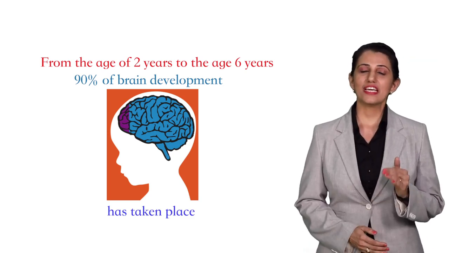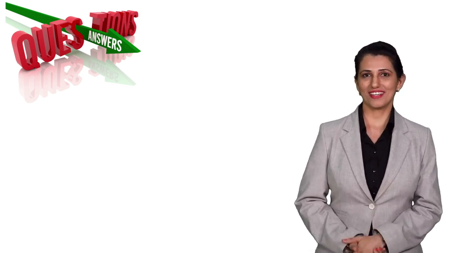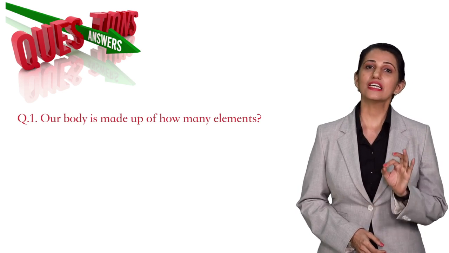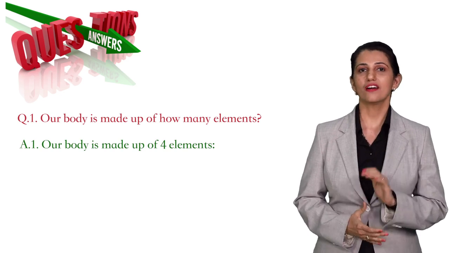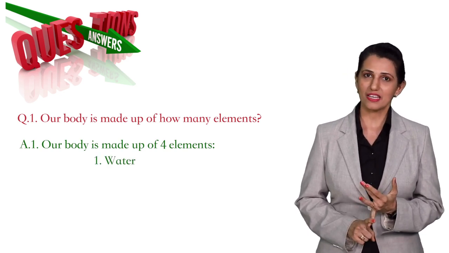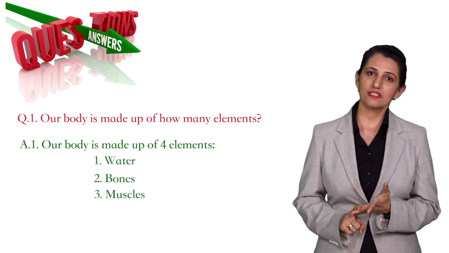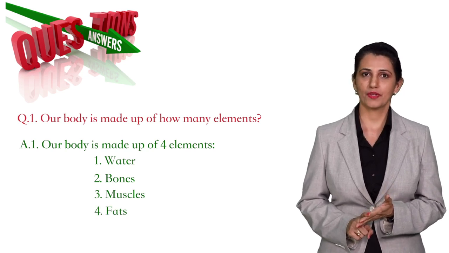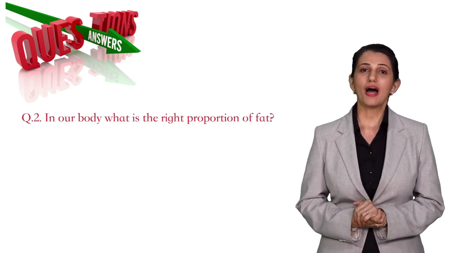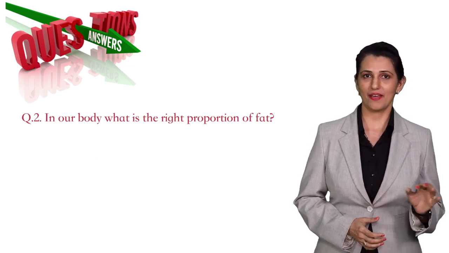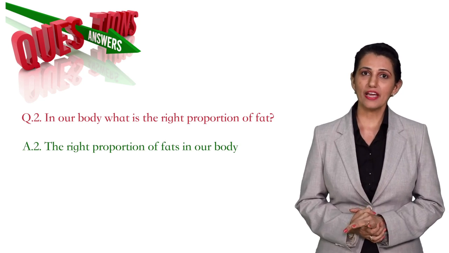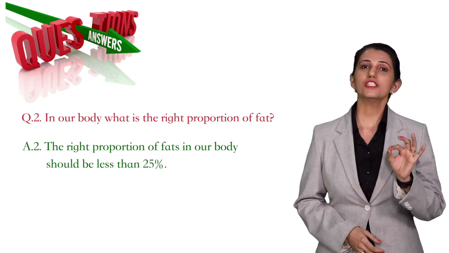Now, let us discuss the questions and answers of today's session of the human anatomy. Question 1. Our body is made up of how many elements? Our body is made up of 4 elements: water, bones, muscles and fats. Question 2. In our body, what is the right proportion of fat? The right proportion of fats in our body should be less than 25%.